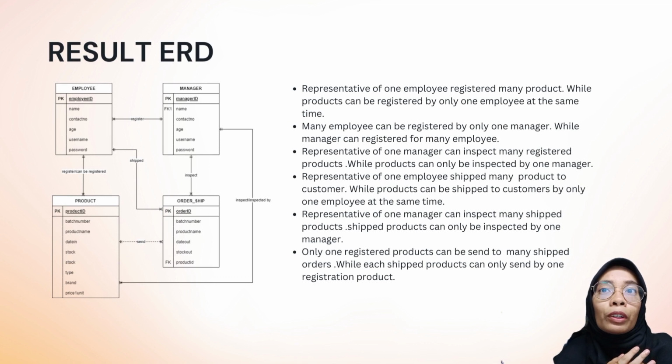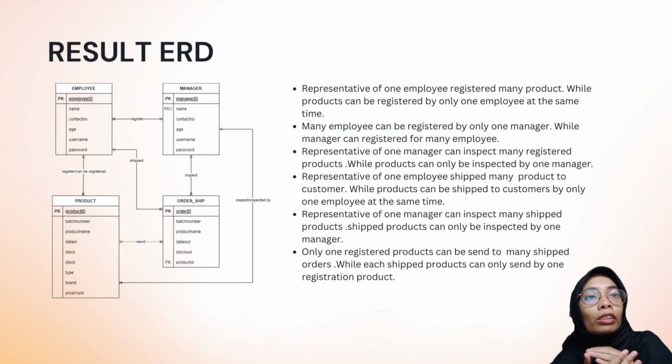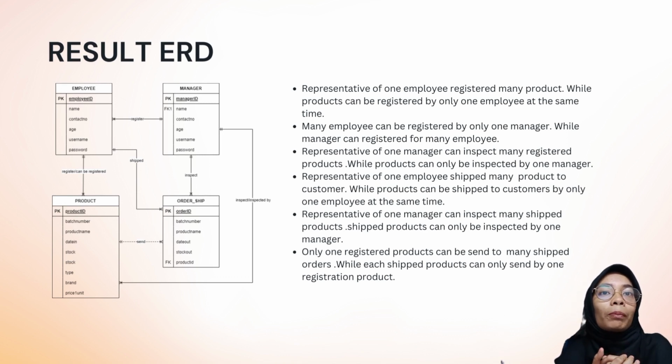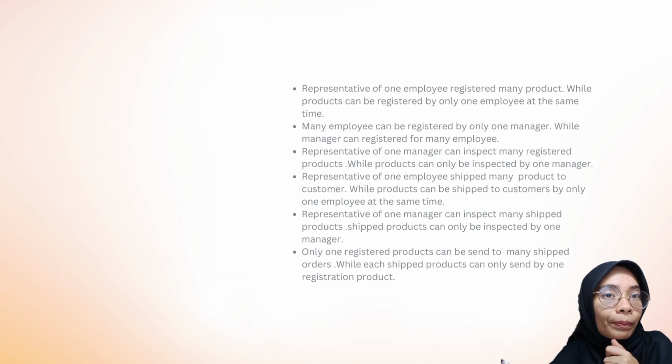For the employee going to the product, an employee can ship many products to customers, while a product can be shipped to a customer by only one employee at the same time. The manager table can inspect many shipped products, while a shipped product can only be inspected by one manager. Only one registered product can be sent to many ship orders, while each ship order can only be sent by one registered product.